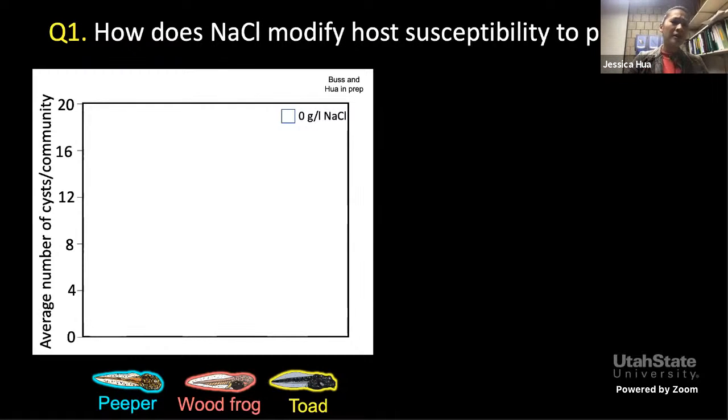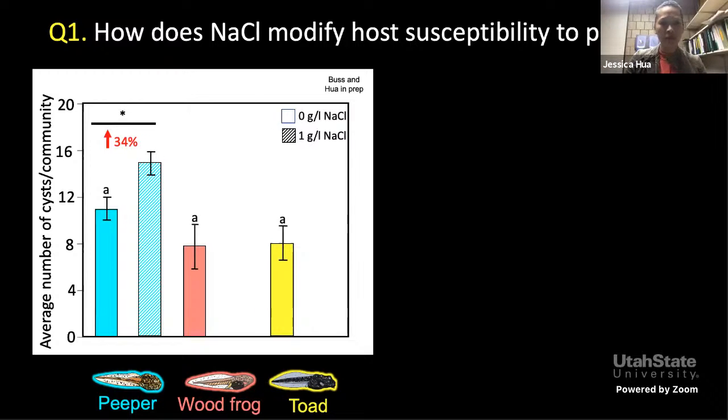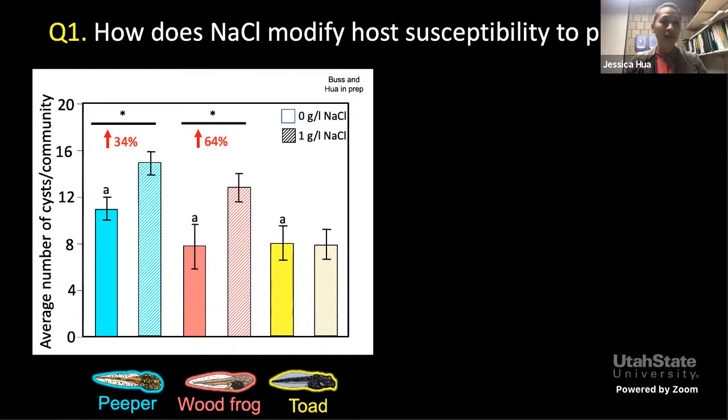In this figure, the x-axis are the different species, and what I'll show first are the results in the absence of salt. So when there isn't salt in the environment, peepers, wood frogs, and toads, they're all similarly susceptible to the parasite. When we added salt, we found that peepers became 34% more susceptible to the parasite, so similar to that response we found in the first study. We found that wood frogs became 64% more susceptible. And for toads, it didn't matter whether there was salt in the environment or not. They were similarly susceptible to the parasite.